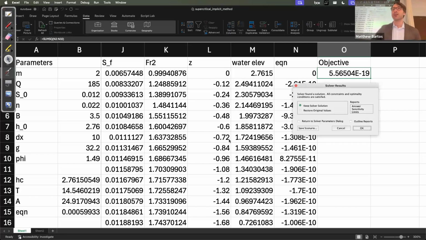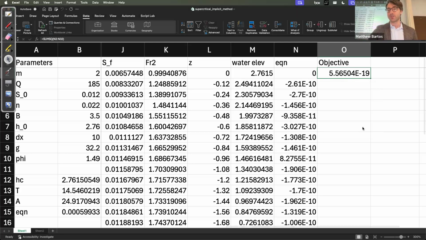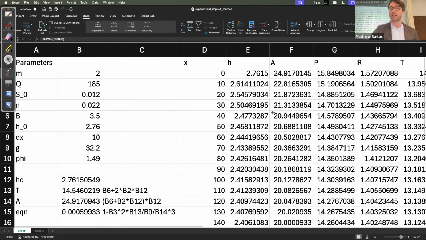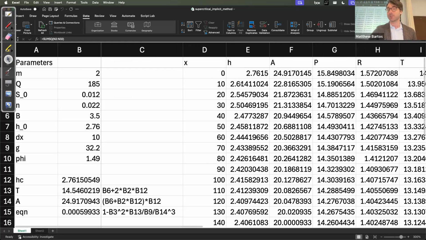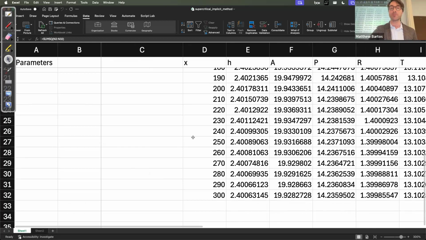There we go. Okay, so I got it down to 5 times 10 to the negative 5th, which is pretty good. So you can see here in our column E, this gives all of the depths. You can see it converges pretty quickly to about 2.4.